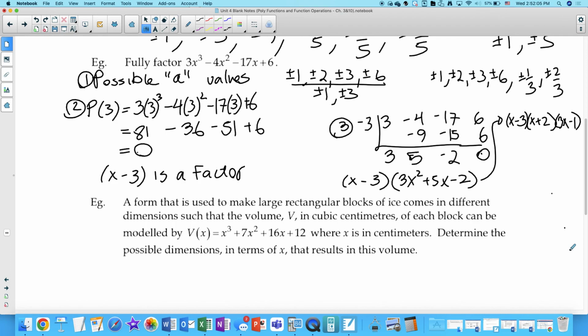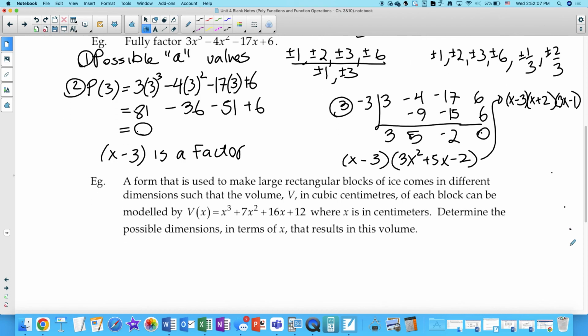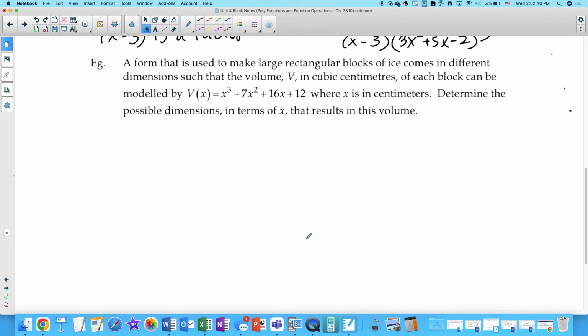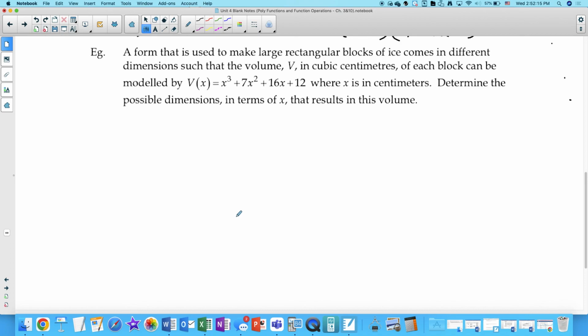Last question of the day. A form that is used to make large rectangular blocks of ice comes in different dimensions, such as the volume, V, in cubic centimeters, such that the volume in cubic centimeters of each block can be modeled with this polynomial function, v of x equals x cubed plus 7x squared plus 16x plus 12, where x is in centimeters. Determine the possible dimensions of x that result in this volume.